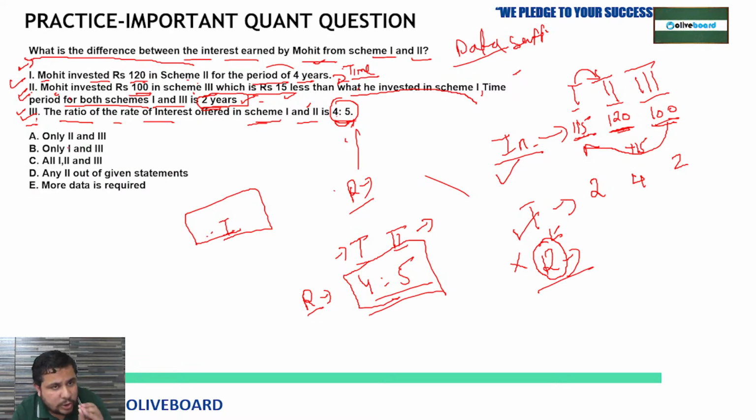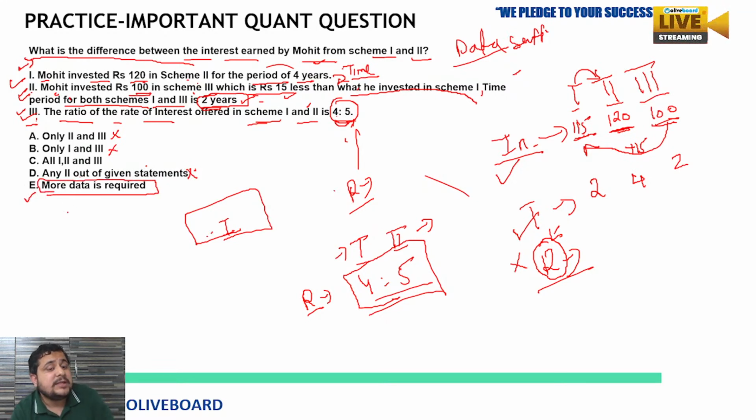If we go through the options, only second and third, no. Only first and third, no. All first, second and third, no. Any two out of the given statements, no. This is also not our answer. E, more data is required. So sometimes we need to answer with the options, right?